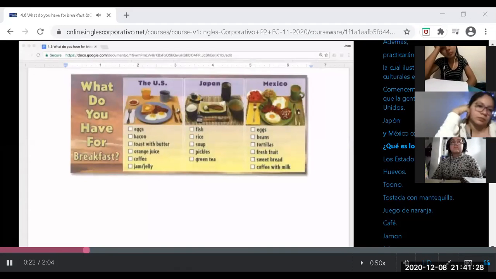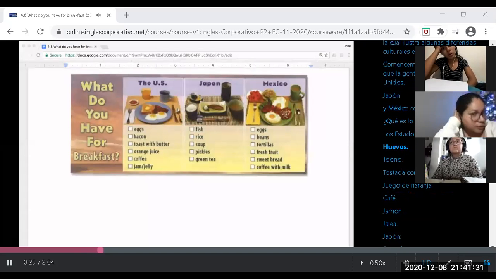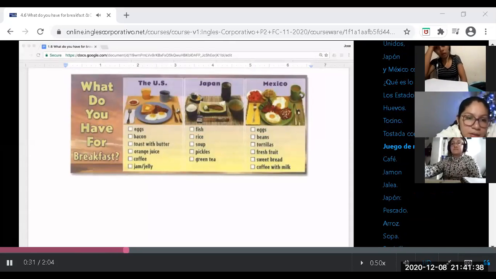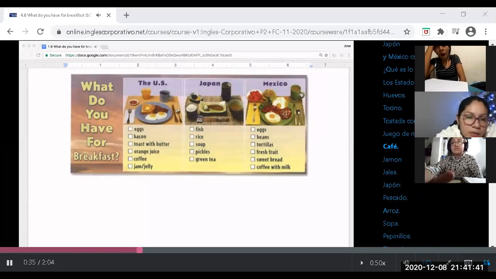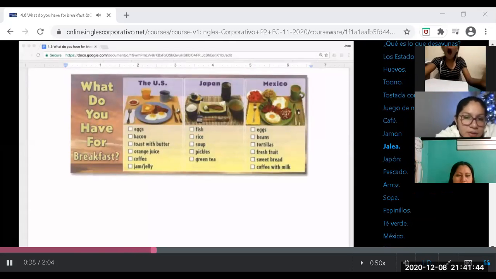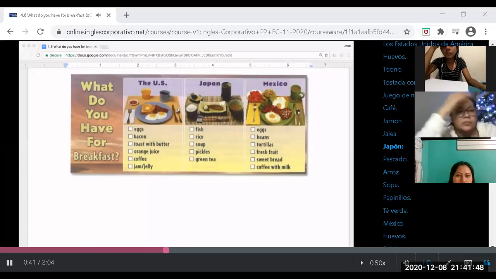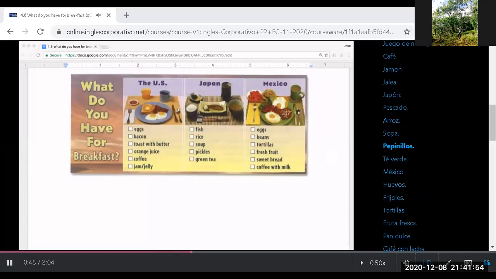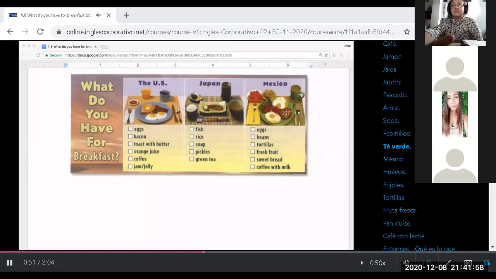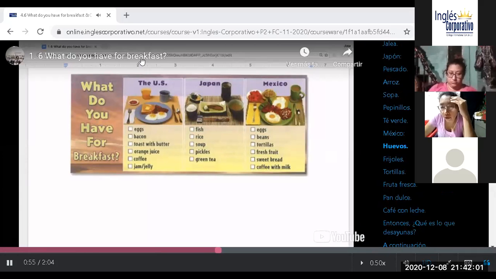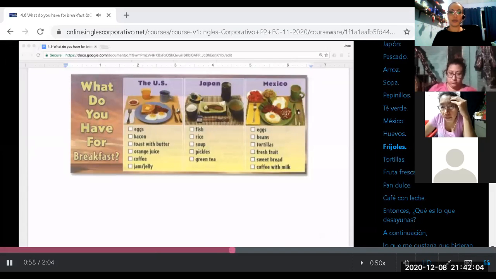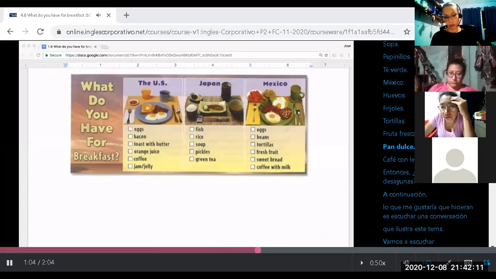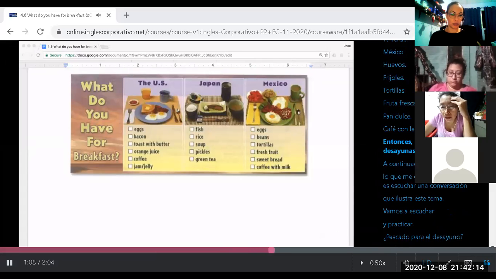What do you have for breakfast? The US. Eggs. Bacon. Toast with butter. Orange juice, coffee, jam, jelly. Japan, fish, rice, soup, pickles, green tea. Mexico, eggs, beans, tortillas, fresh fruit, sweet bread, coffee with milk. So what do you have for breakfast?